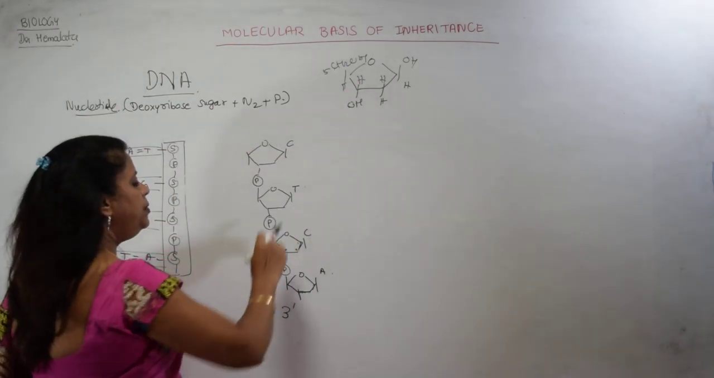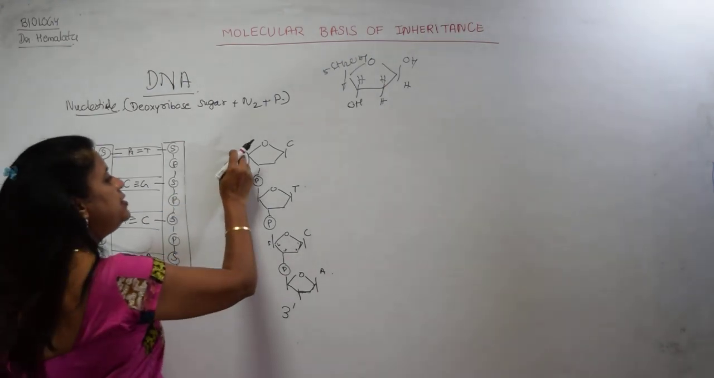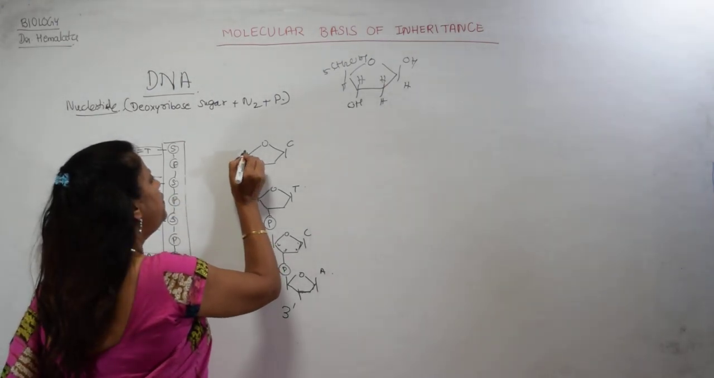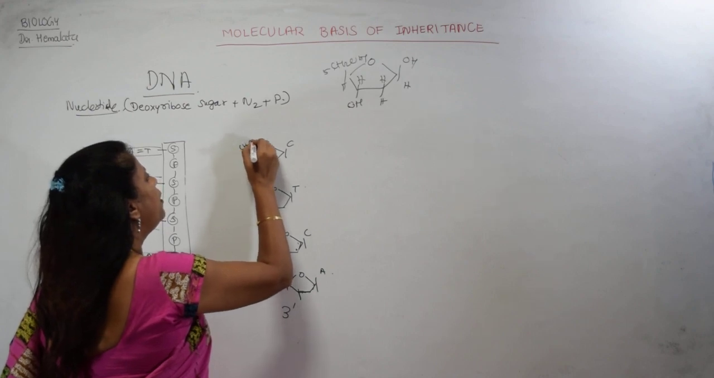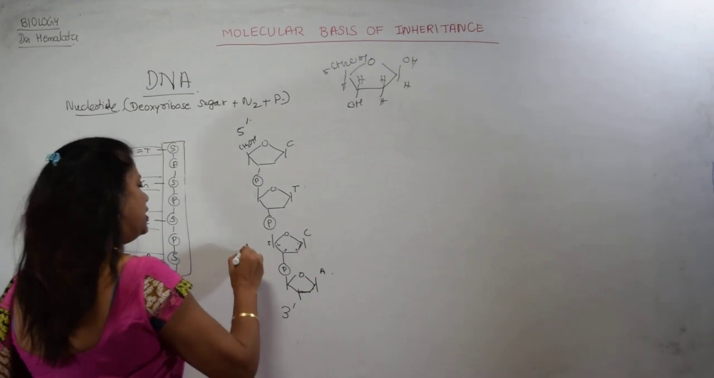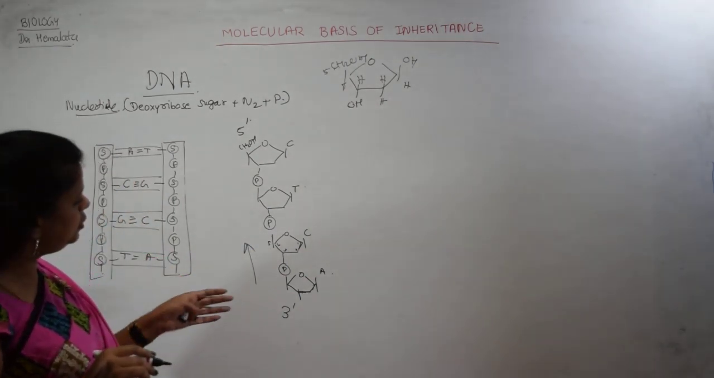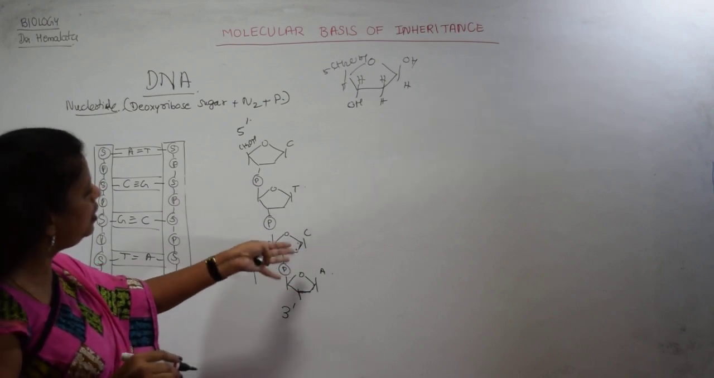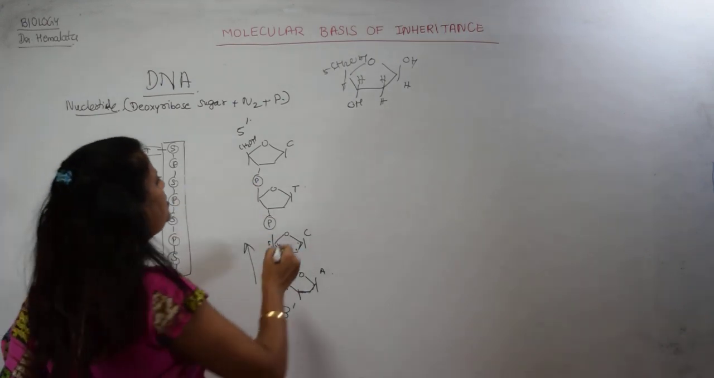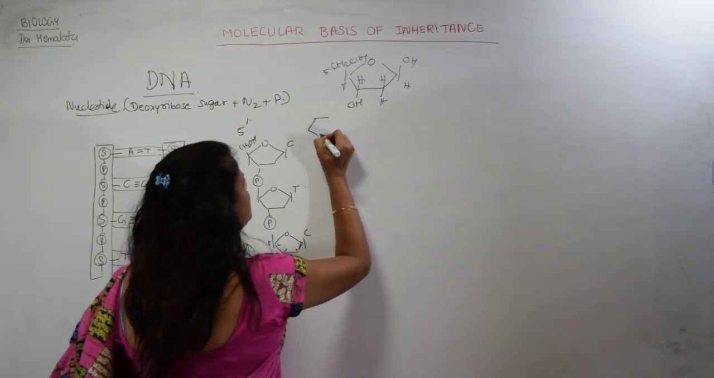Suppose this is the other extreme. In between we have millions of such sugars. This is, imagine, the last sugar. In this fifth carbon, CH2OH will be there. This is the fifth carbon free. It is called the 5' end. It runs like this, right? Now, another strand connects to this, right? It can't run like this. So another strand runs in a reverse fashion, like this.